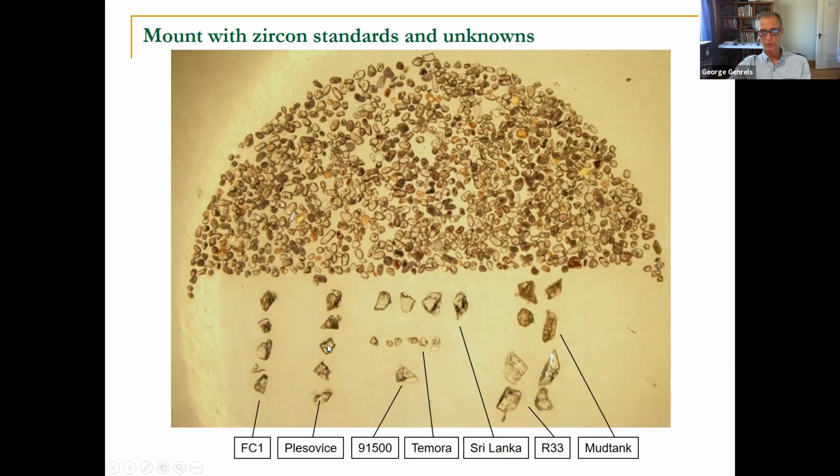FC1, you know about that, Plešovice, 337 Ma, 91500, kind of a classic standard for isotope geochemistry. All of these are different standards that have been calibrated for hafnium. And you want to put them all on. You want to have them on the same mount that your unknowns are to make sure that the calibrations you're using apply not just to the standard mount, but also to the unknowns.